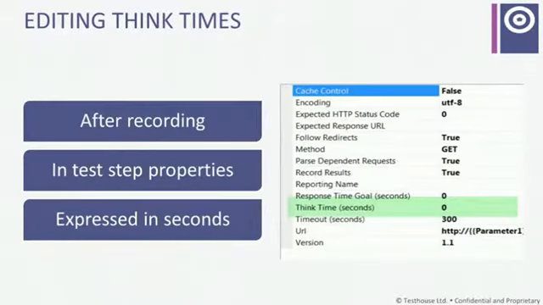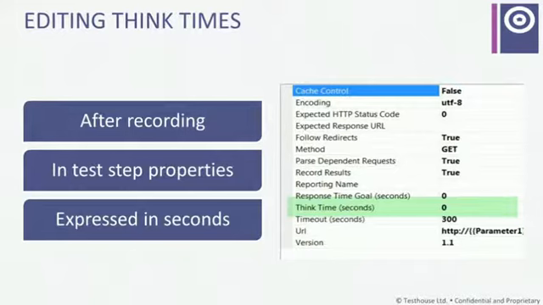So the way that you do change these think times is that you go into your recording, and you can look at the properties of each one of your requests. And there's quite a few properties. You can see on the right-hand side there, there's a whole list of properties that each one of these requests has that you can look at and manipulate. And one of the ones is think time.